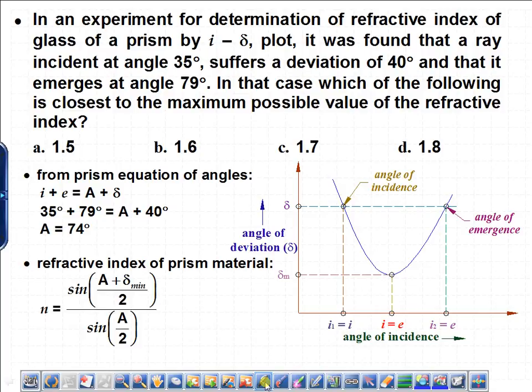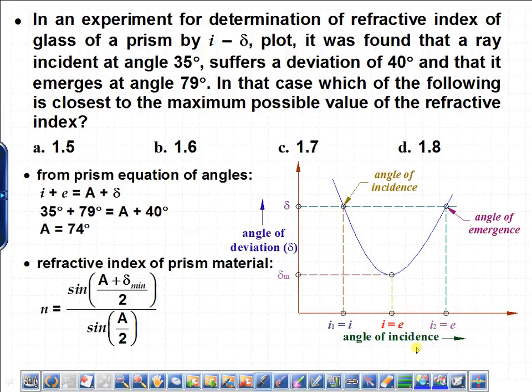Now, the situation that is given to us is that incidence angle is 35 degree, emergence angle is 79 degree, and with that the deviation is 40 degree. So if you just take a look at the graph of I versus delta, this is the actual situation represented: incidence angle, emergence angle, and the deviation. Obviously, this is not the minimum deviation. It is deviation occurring for these two separate and distinct values of incidence and emergence.